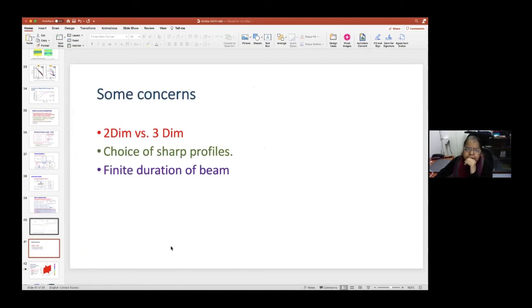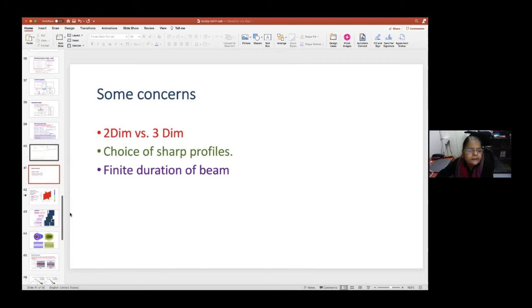We have published a paper on this in PRR, but there were some concerns which the referees had. Actually, we did 3D in that paper also. Some concerns up till now would be: what is the relevance of the third dimension? We have chosen sharp profiles, and the beam duration is finite, typically in experiments. So we have now started working on that.